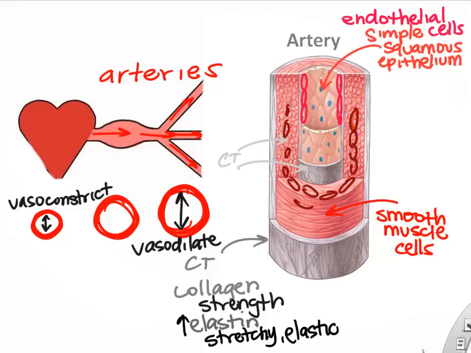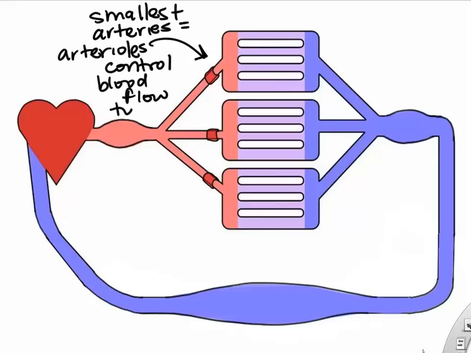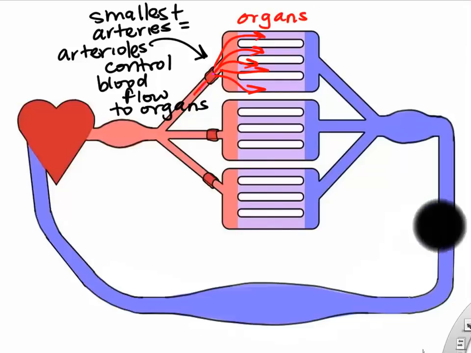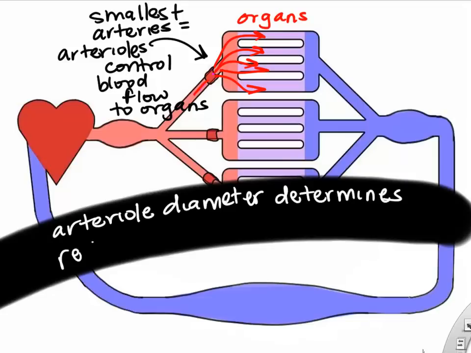The amount of smooth muscle cells varies between arteries and veins depending on their size. The smallest arteries, again they're microscopic, are called arterioles. Arterioles control the blood flow downstream to our organs via the capillary beds. So remember, your organ blood flow is determined by the diameter of your arterioles. So arterial diameter is really important in determining resistance to blood flow.